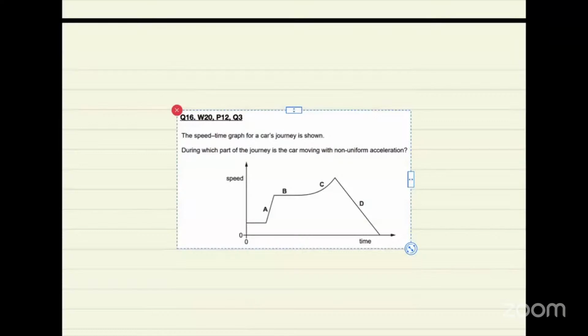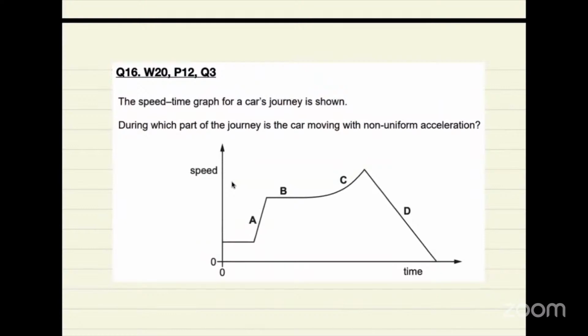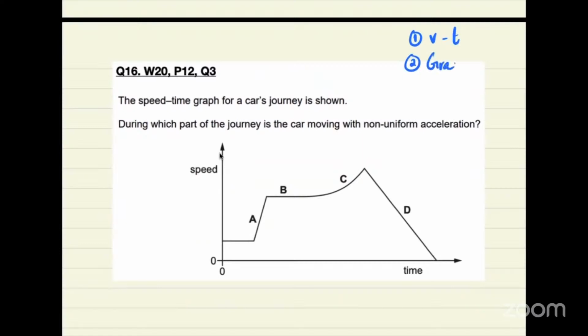Okay, so let's start sharing again. Now that was a distance time graph. This is a speed time graph. So the speed time graph for a car's journey is shown. Again, how would I use the same 3 steps here? First step, what type of graph is this? This is a speed time graph. Next step, I need to recall what the gradient and the area of this graph represent. Because this is a speed time graph, gradient is acceleration, area is distance.